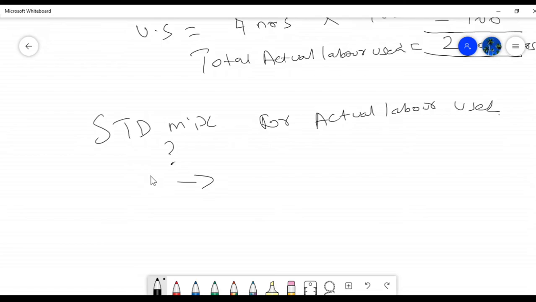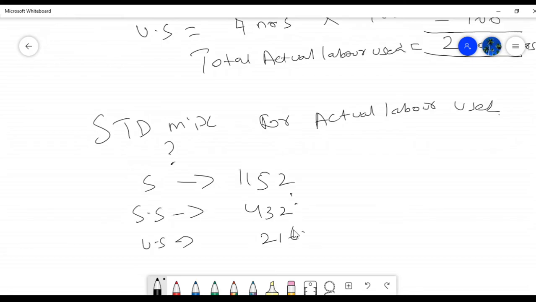For skilled, how much we identified? We identified 1152, then 432, then 216. This is the ratio: 1152 is to 432 is to 216. On this ratio, 2000 hours actual should be reallocated.